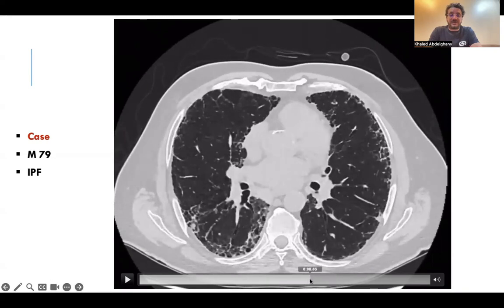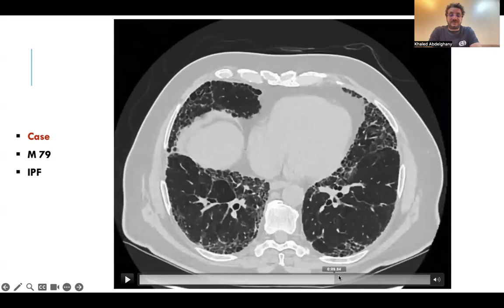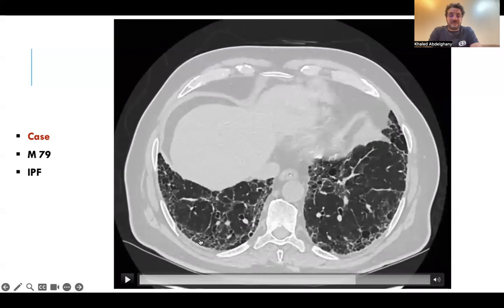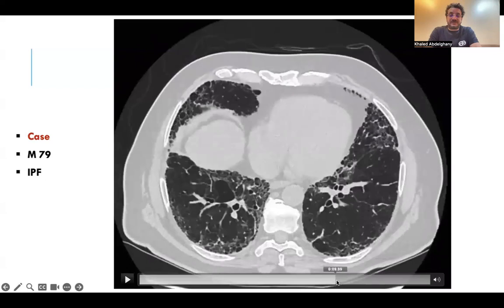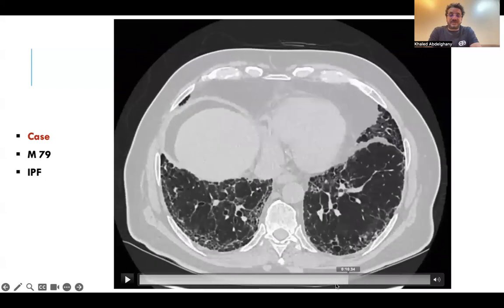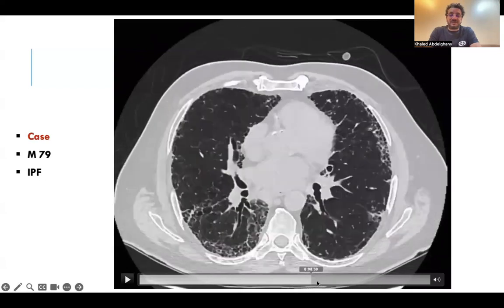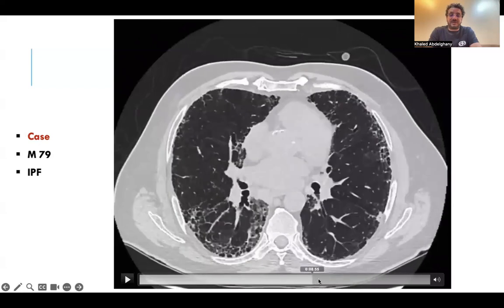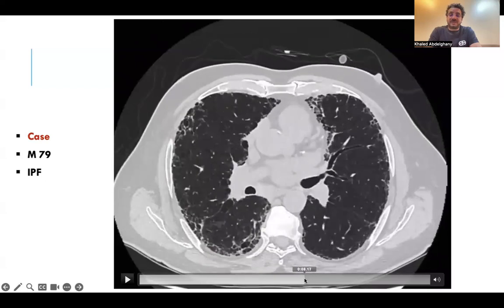in coronal reformat and sagittal reformat, and also in minimum intensity projection to see the continuity. As here, the traction bronchiectasis, you will see it nicely in minimum intensity projection as a continuation of the bronchiectasis. Differentiation is important because in this case there is no bronchocentric fibrosis, as we can appreciate here; mostly bronchocentric fibrosis is not there along the bronchovascular bundles.